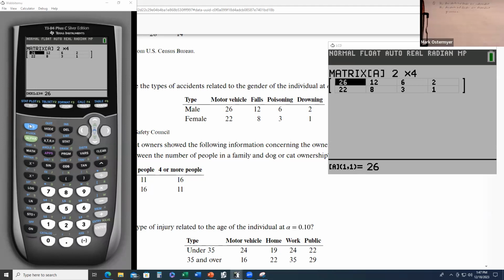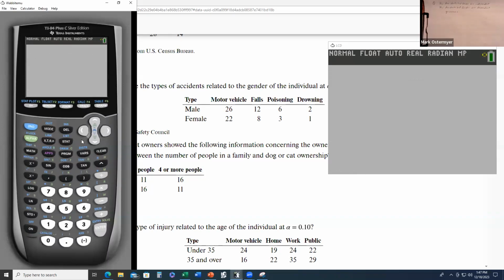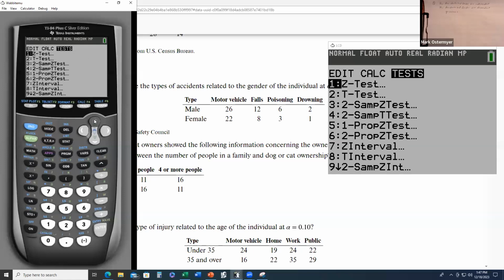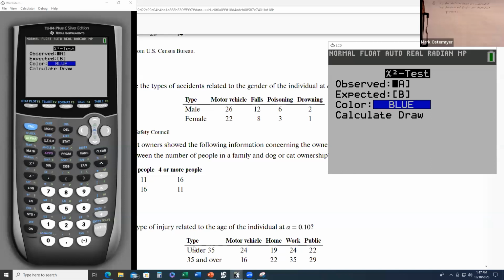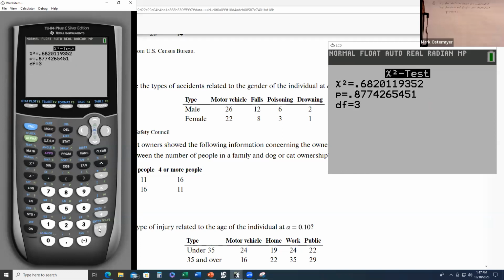And now we're going to conduct a chi-square test of independence here. So go to stat, test. Go grab the chi-square test. And your p-value is extremely large. 0.877. There's no way you can reject the null hypothesis here. Way too much risk of committing a type 1 error. So therefore, ladies and gentlemen, we do not reject the null hypothesis, and therefore we will conclude that what?